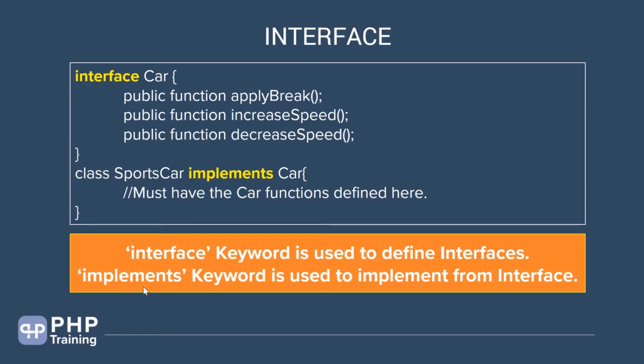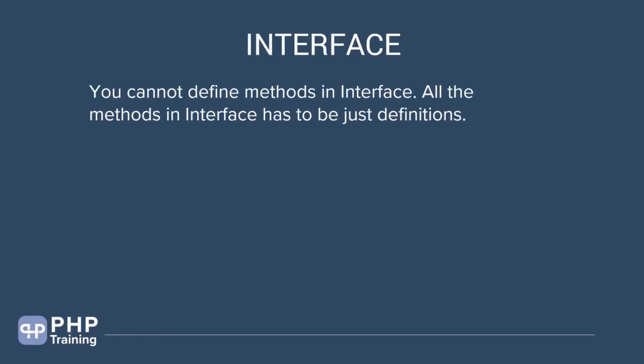So let's summarize what you have learned here. You cannot define methods in the interface. All the methods in the interface have to be just definitions. Understand the difference between implementation and definition. Implementation means you open with a curly bracket and close it with a curly bracket, and then you write the code inside, like an echo statement or business logic. Definition is just you end with a semicolon. You don't write anything in that function. That's basically the interface.